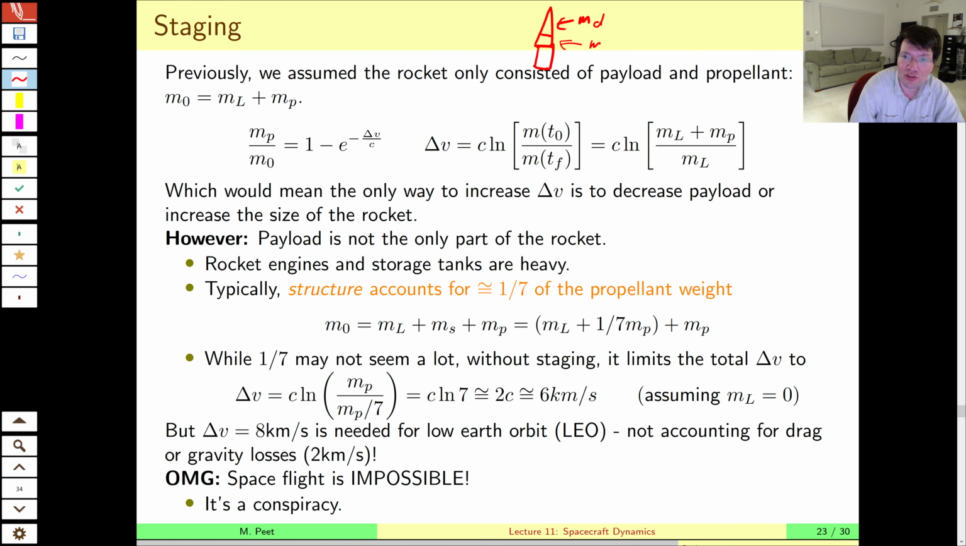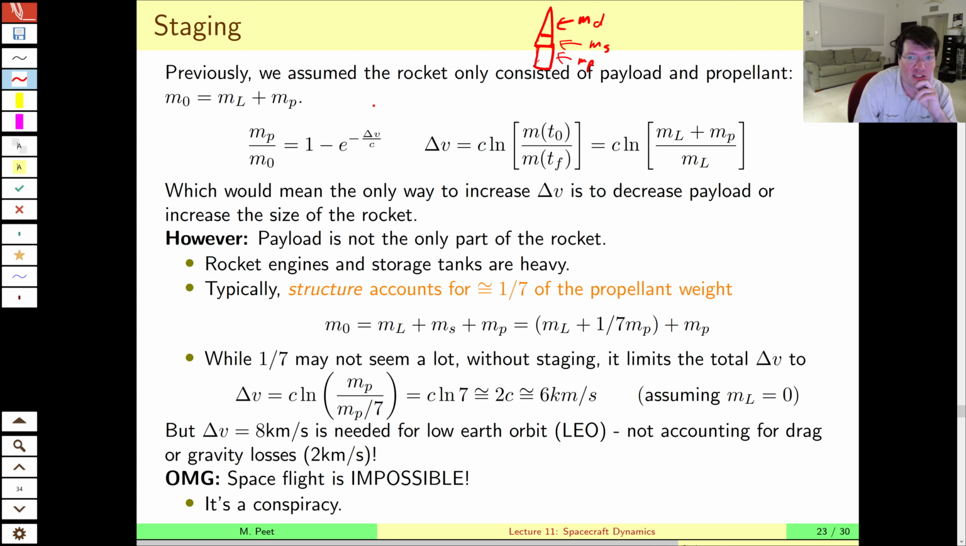We have a structural mass here, right? And that structural mass is what's used to contain this propellant mass here. So this is the fuel. This is like the rocket nozzle, the fairing, that kind of thing. The thing that you use to contain the propellant. And this is what sits on top of the rocket. So we have a single stage rocket here.